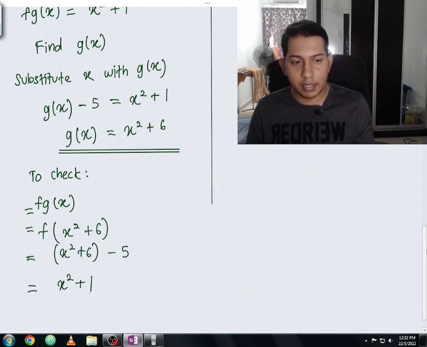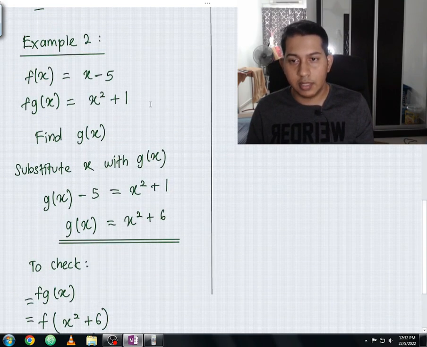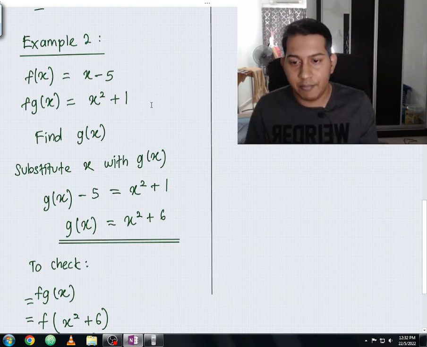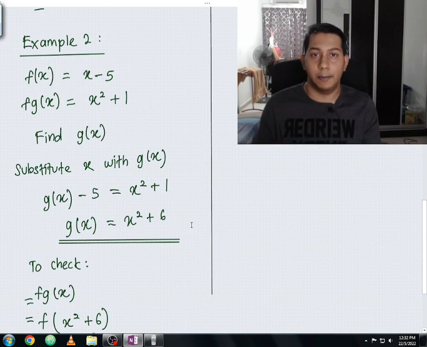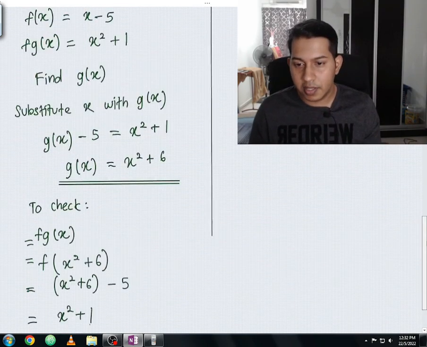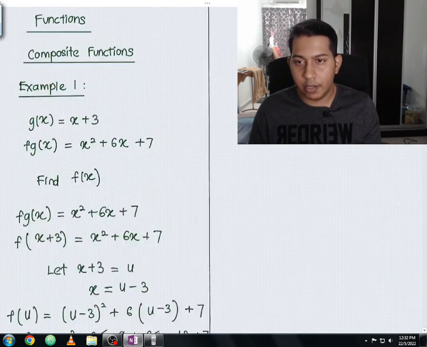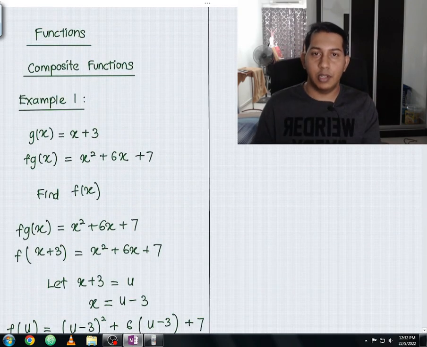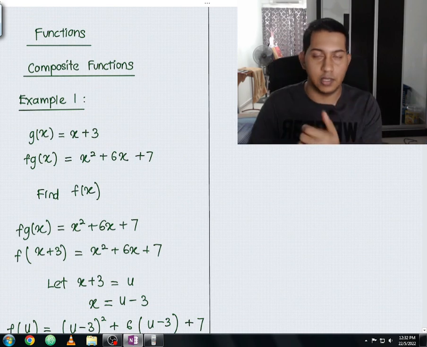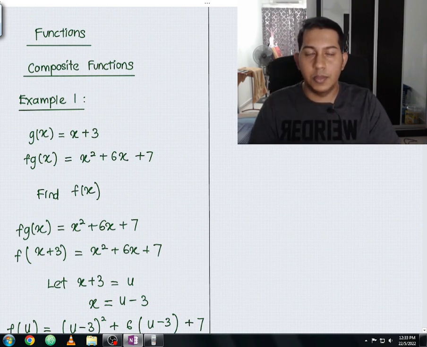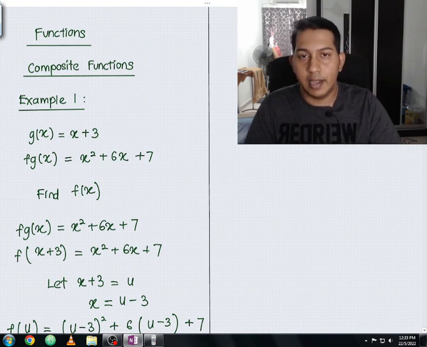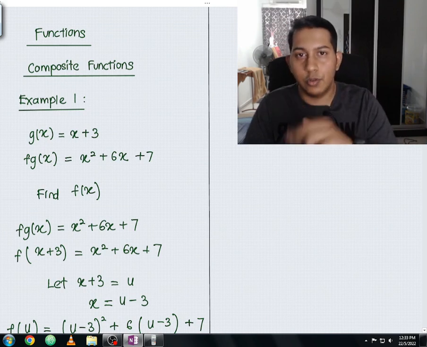Did you get the same answer? Is the answer the same? Yes. If the answer is the same, that means your g(x) is a correct answer. So this is the case, guys, which I wanted to explain to you. This is very important that you should learn in the composite functions. That is all for the composite functions part 2, and I hope you have understood the explanation that I've taught you in the two examples.